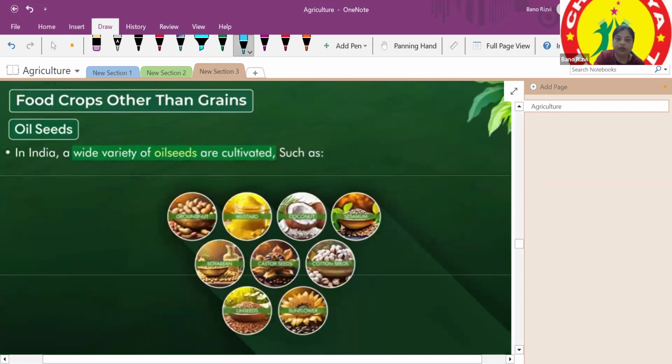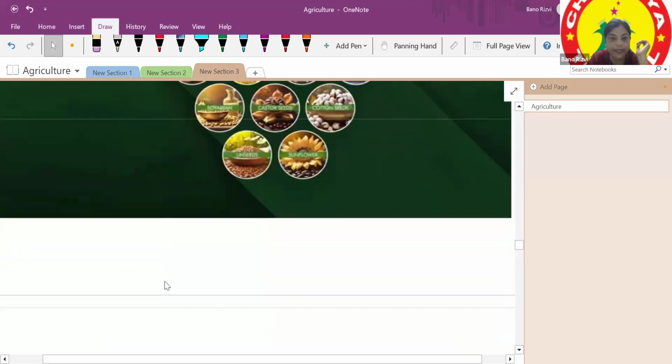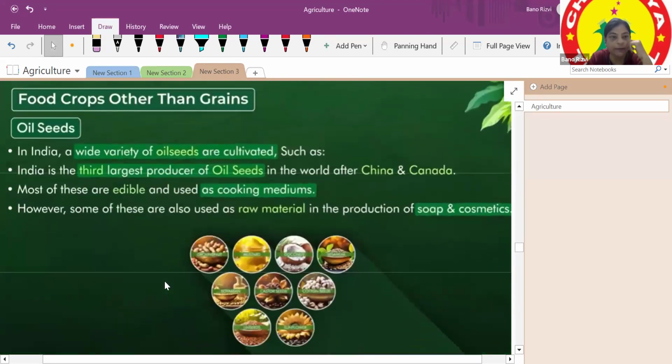Now we are also producing a good amount of oil seeds, because these are a cooking medium also. These are groundnuts, mustard, coconut, sesame, soybean, castor seeds, cotton seeds, linseeds, and sunflower seeds. Let's talk about them.